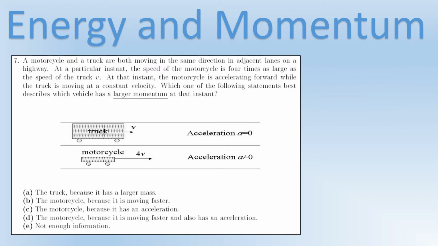Okay, so we've got a motorcycle and a truck moving in the same direction next to each other on a highway. The speed of the motorcycle is 4 times as large as the speed of the truck. At the instant, the motorcycle is accelerating forward while the truck is moving at constant velocity. Which one of the following statements best describes which vehicle has larger momentum? So pause it, select your answer, then we'll take a look.